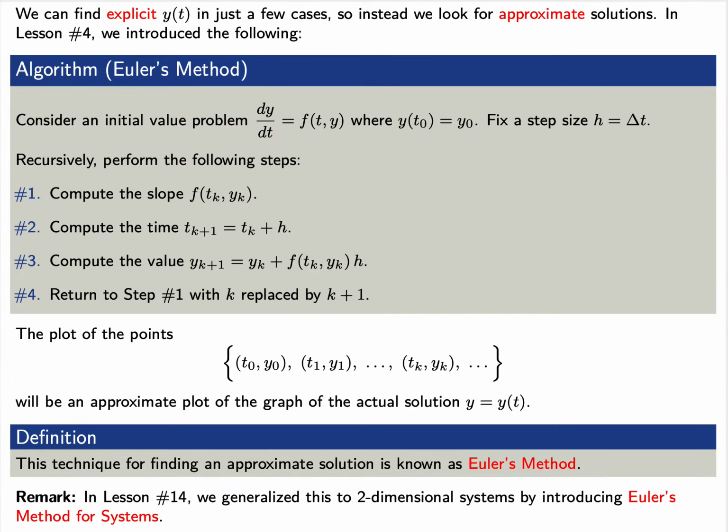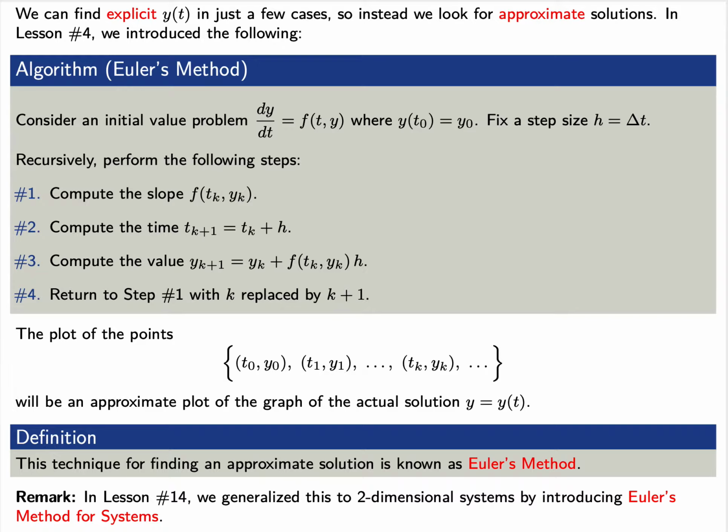The issue here is that only in a few cases can we explicitly find the solution y(t). Instead, we look for approximate solutions. Let's consider a one-dimensional system of the form dy/dt = f(t, y), where initially y(t0) = y0. Fix a step size h and perform the following steps.